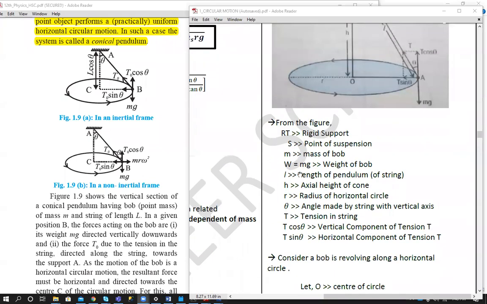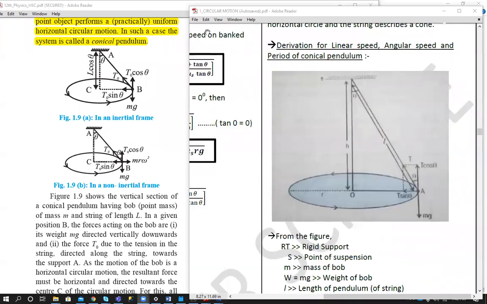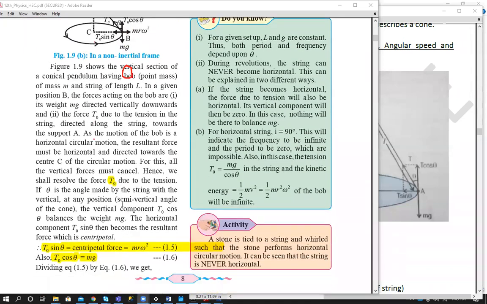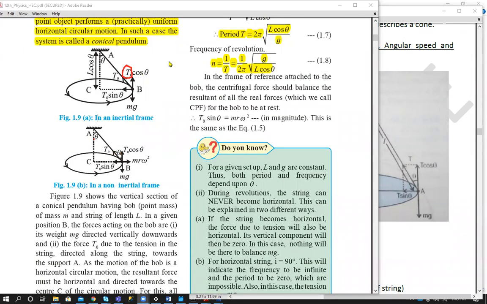Continuing the derivation, the terms we see here are shown in the diagram. In the book, the tension in the string is taken as T0. So this tension T0 will be divided into two components. One of the forces is weight mg, another force is T0, the tension in the string, which is acting along the length of string. So T0 is along the string, and weight mg is vertically downwards.